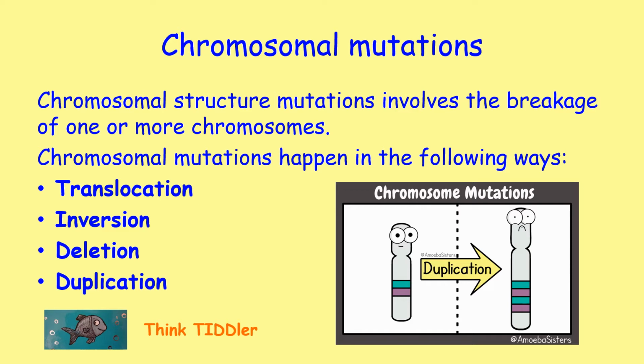Now, just like I gave you a little word to try and remember the different gene mutations, we're going to use the word tiddler here to remember our chromosomal mutations. If you remember Tiddler the fish, if you read those books when you were younger. The reason why I say to remember the word tiddler is because the 4 chromosomal mutations that we're going to take a look at are translocation, inversion, deletion and duplication. So inversion, not to be confused with insertion. This is translocation, inversion, deletion and duplication.